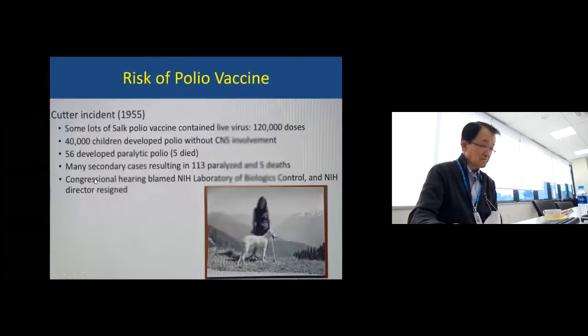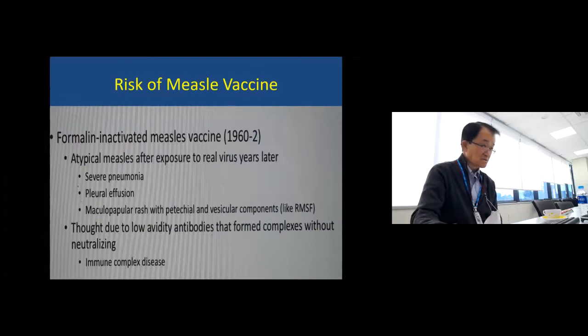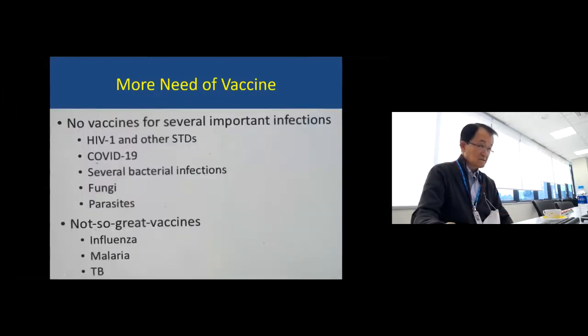However, there's quite a risk, as I mentioned, in 1955 with the Salk polio vaccine. That's a live vaccine, and then 40,000 children actually developed polio. So that's a serious risk problem. And measles vaccine is also useful for many, but there were some side effects with atypical measles, pneumonia, peripheral, etc. So we need good vaccines for all of this: HIV, COVID, certain fungi, parasites, but somehow vaccines have not been successful in influenza virus, malaria, tuberculosis.